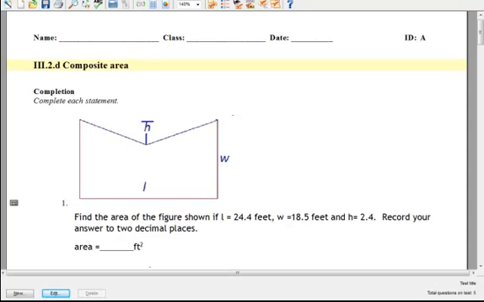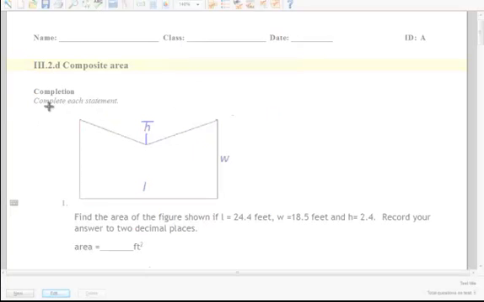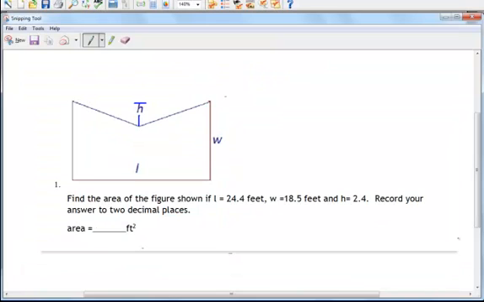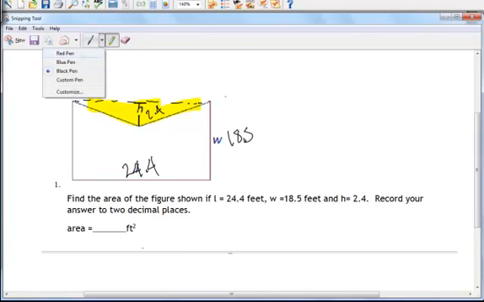So we're calculating the area of composite figures, and this one you might have seen in another video, but I'll just do it again for you here. It tells us that the length is 24.4, the width is 18.5, and the height is 2.4. Well, what we've got is two separate figures. I'm going to complete the figures here. And so we're going to take this triangle, the area of that triangle, away from the area of the rectangle.